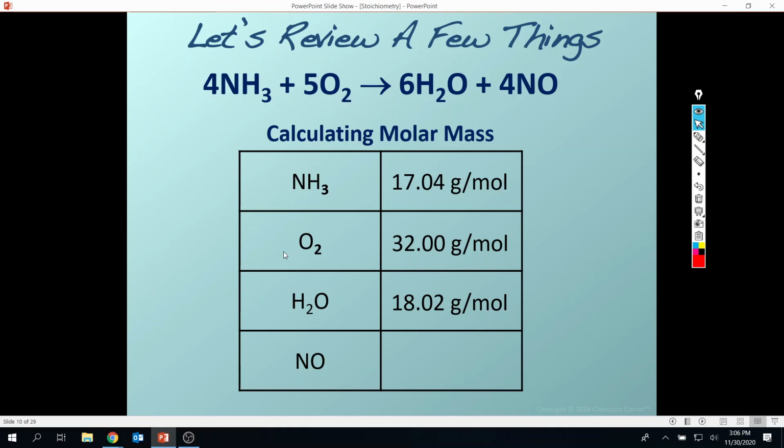Hydrogen. Yep. Or nitrogen monoxide. All right. But remember that these are our molar mass conversions that we'll need to convert moles to grams or grams to moles. And so just remember that that's how we get those.